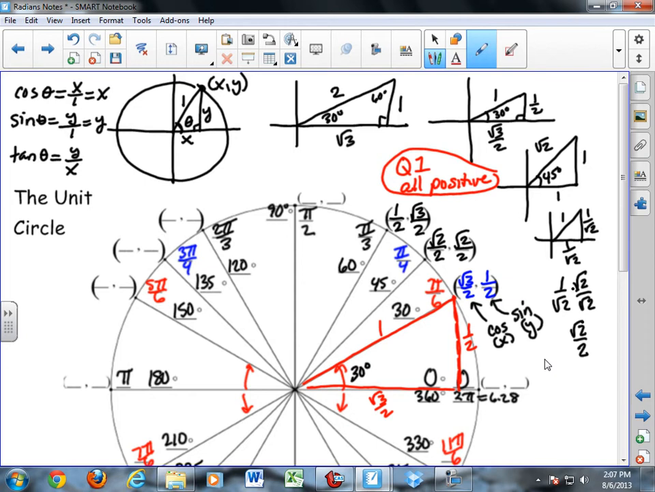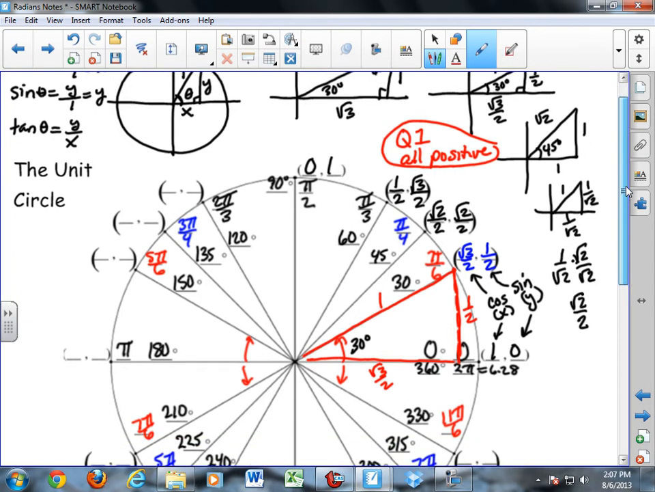So the point at 0 is the point 1, 0. So my cosine value would be 1, my sine value would be 0. At 90, I'm at 0, 1. So think about this. The cosine represents the adjacent side. The adjacent side here is completely adjacent, so it's 1. There's no opposite side, no vertical side. Here the vertical side is 1, and there's no horizontal side. So 0, 1, with sine being 1.